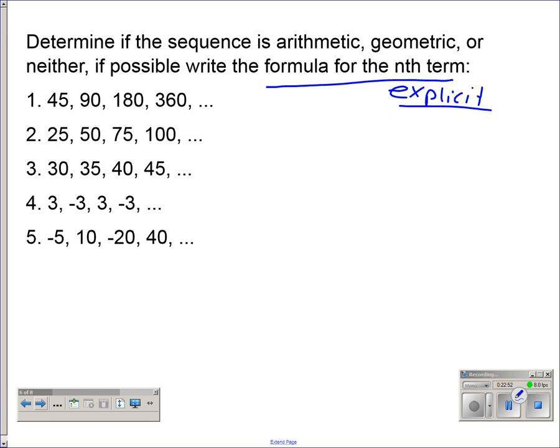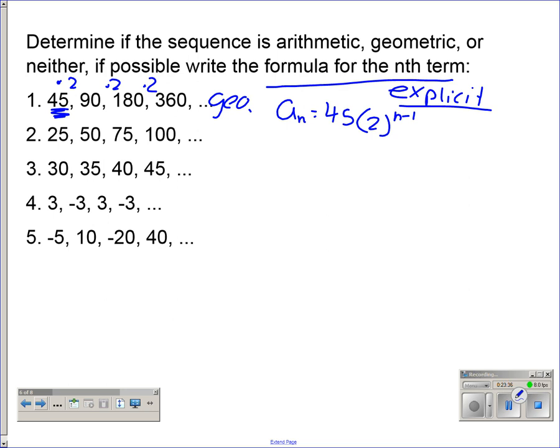In this problem we're going 45, 90, 180, 360. It's not a common difference, we're multiplying by 2 to get from one term to the next. So this makes it geometric. We know the geometric explicit formula. All I need is my first value and my rate. So a sub n equals my first number, 45, times my rate, 2, to the n minus 1. That's all you have to do. Now you can use that anytime you want to find any nth term.